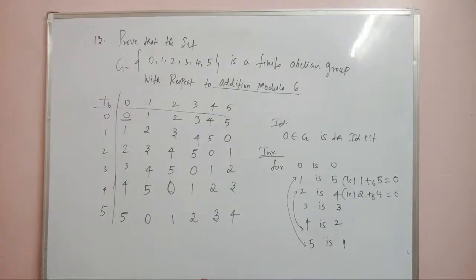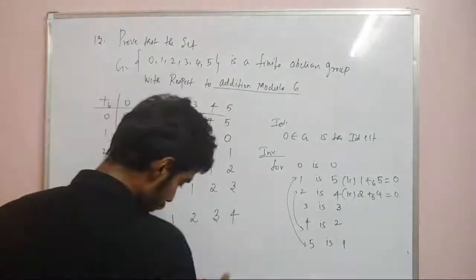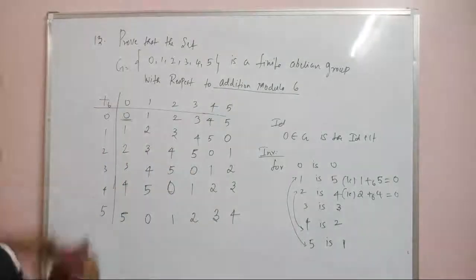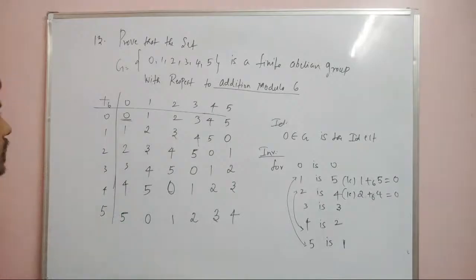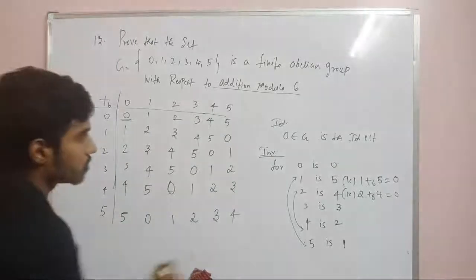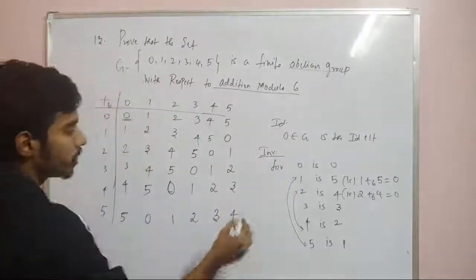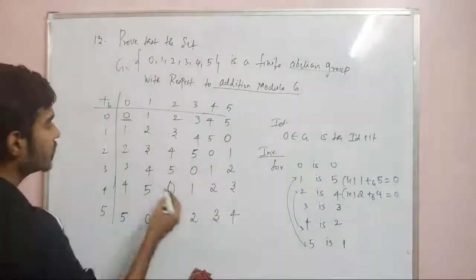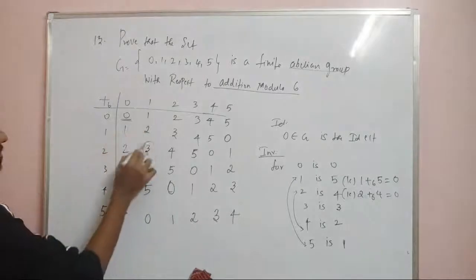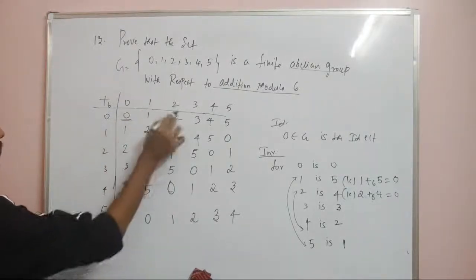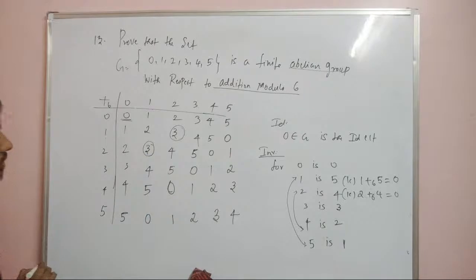That's it. So we'll do one more problem. It is also an abelian group, right? They have said we need to show that it is a finite abelian group. So you need to show commutativity, and again you can see 2 times 1 is the same as 1 times 2. So it is commutative, right? Yes.